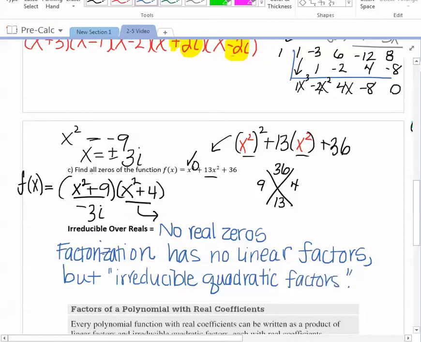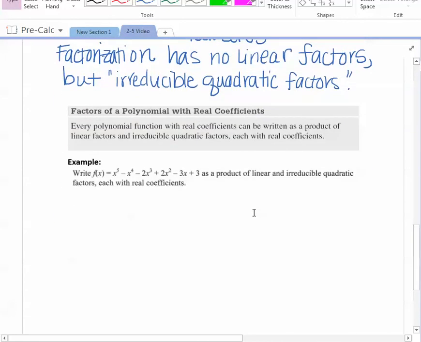So irreducible quadratic factors are like these things: x squared plus 9 and x squared plus 4, because you can't factor those at all. You can kind of solve them using square roots, but they're not factorable, so we say they're irreducible quadratic factors. So this is an example of a function that's irreducible over the reals. There are no real results. Factors of a polynomial with real coefficients: every polynomial function with real coefficients, and that's important that they're real, can be written as a product of linear factors and irreducible quadratic factors. So they can all be broken down into linear factors or irreducible quadratic factors.